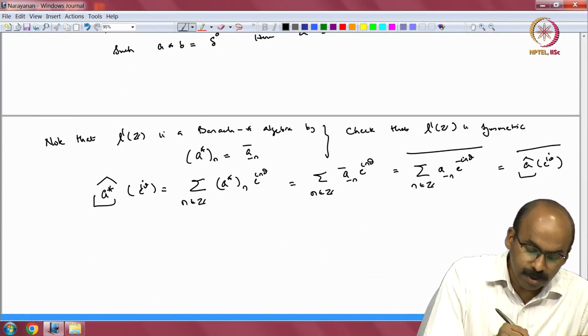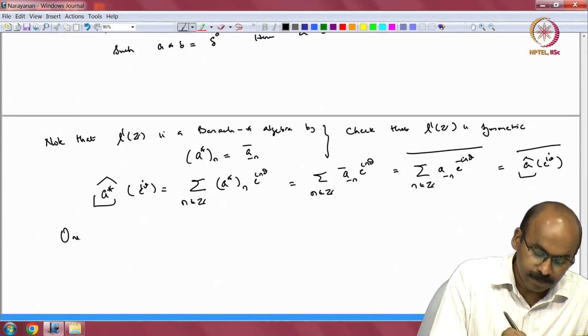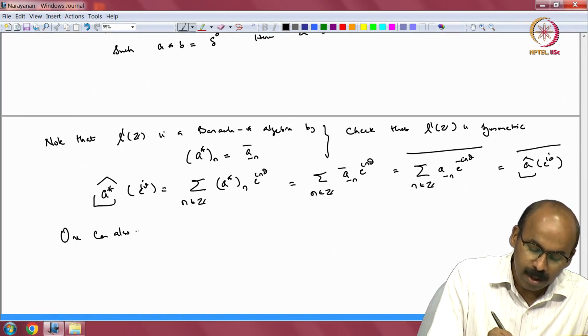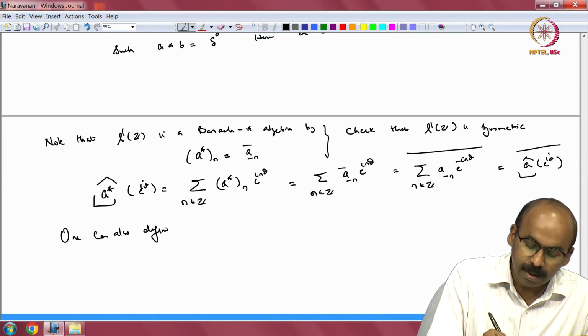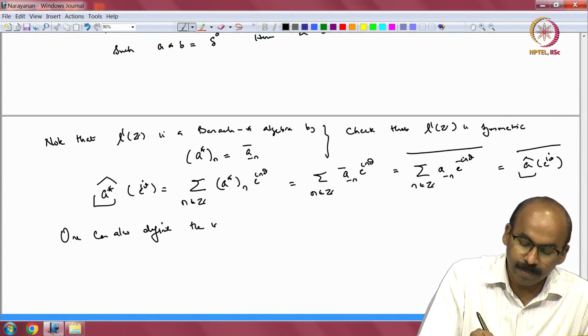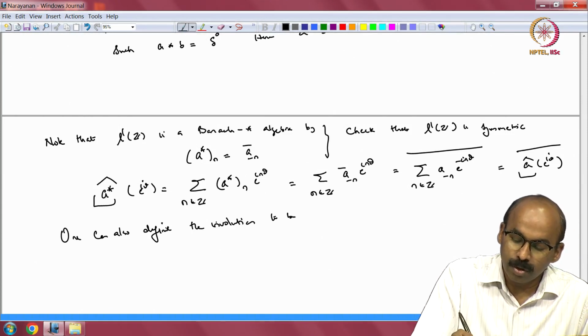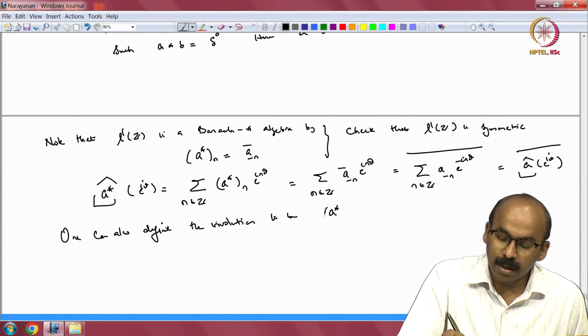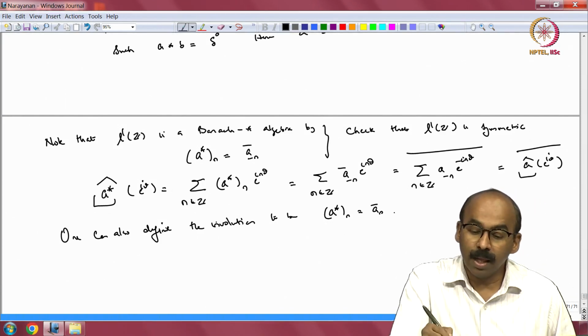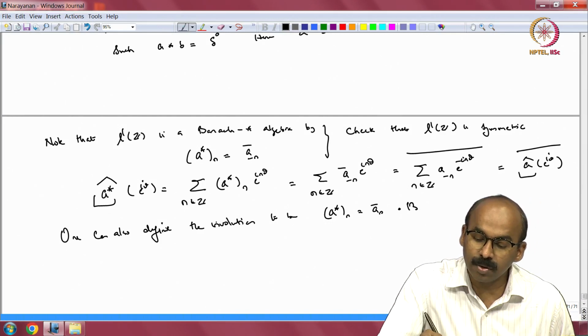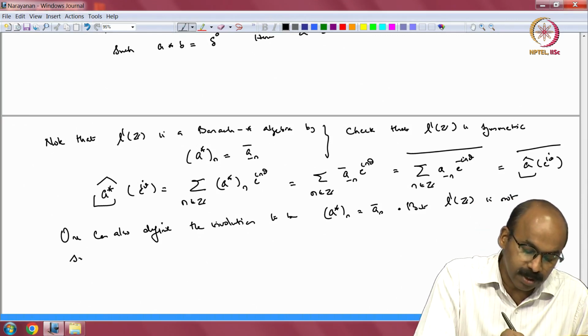One can also define the involution to be A star n to be just A n bar instead of taking A minus n. But L1 is not symmetric. This is easy to check, but L1 is not symmetric with respect to this involution.